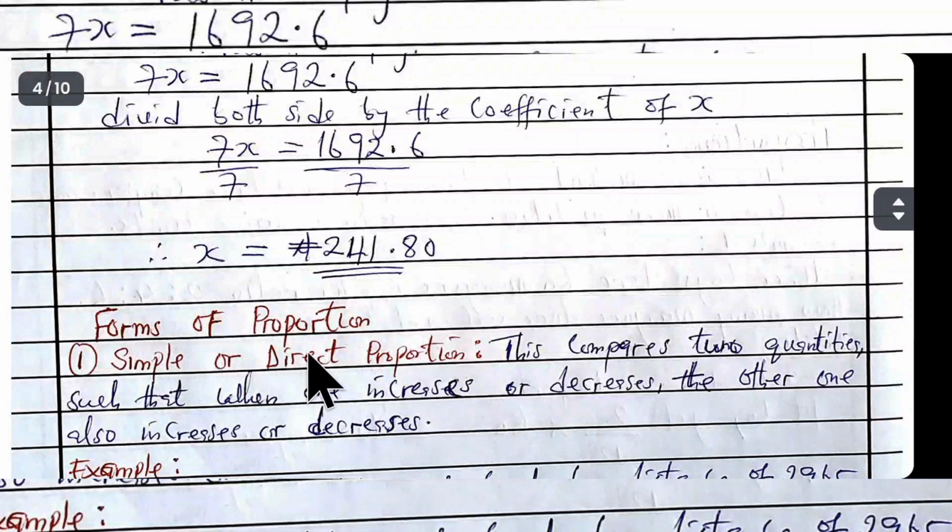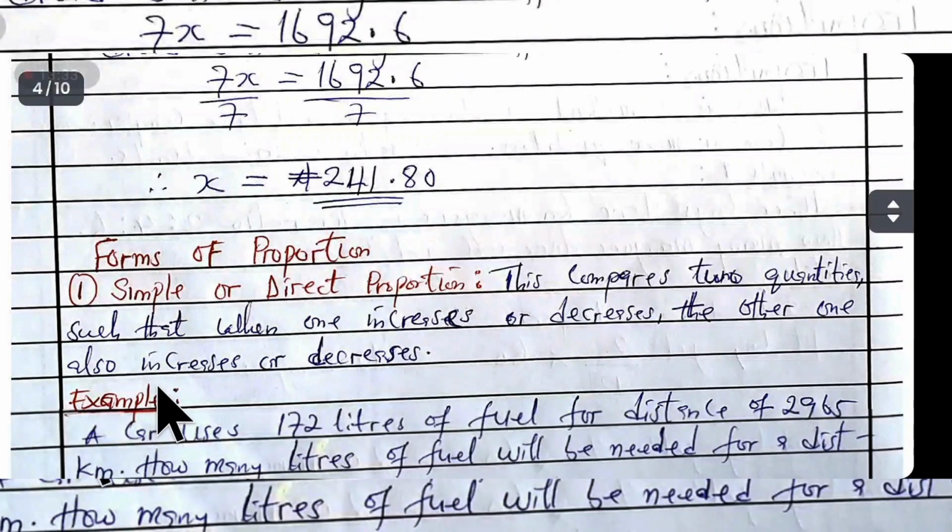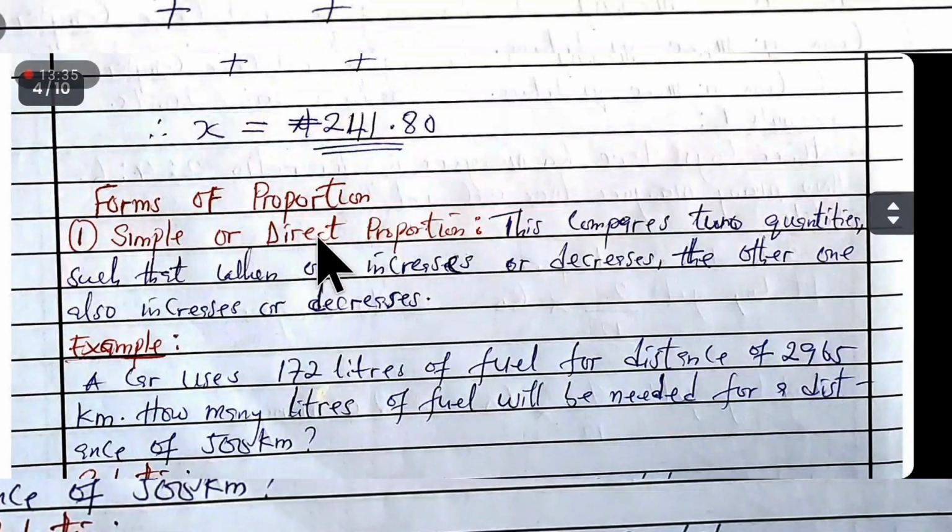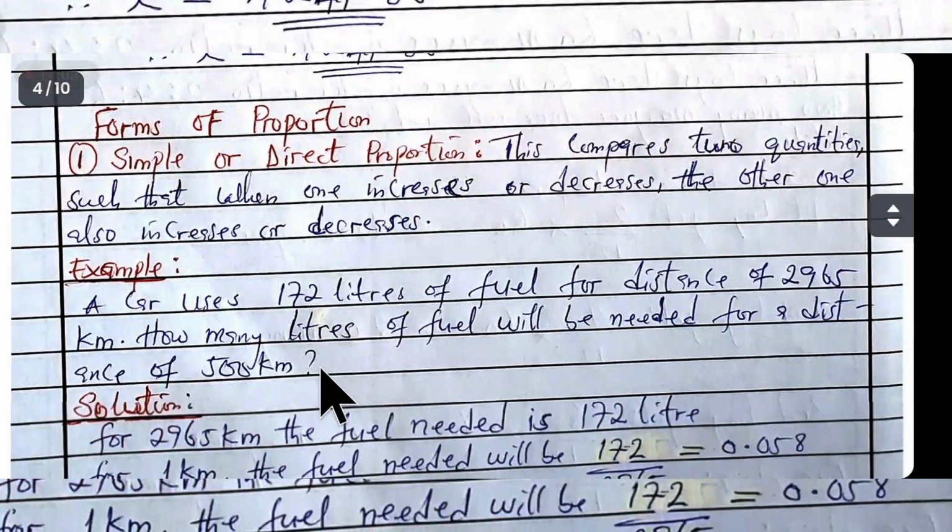All right, so forms of proportion. Proportion has different forms. We have simple or direct proportion. This compares two quantities such that when one increases or decreases, the other one also increases or decreases. This is a direct proportion. So if one quantity increases, the other one will increase. If one quantity decreases, the other one will also decrease. So this is a direct or simple proportion.